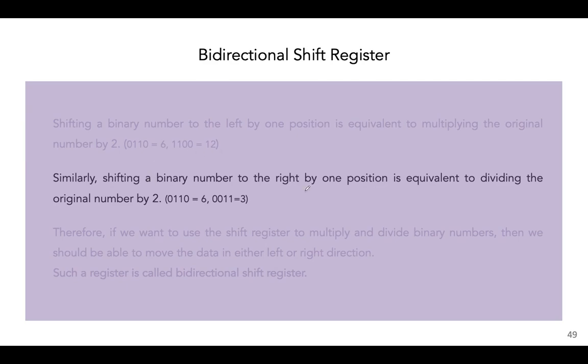Shifting a binary number to the right by one position is the same as dividing that number by 2. We can take the same example. We had 6. If we shifted each bit to the right by one position, you get 0011. And what is that? This is 3. 6 divided by 2, right?